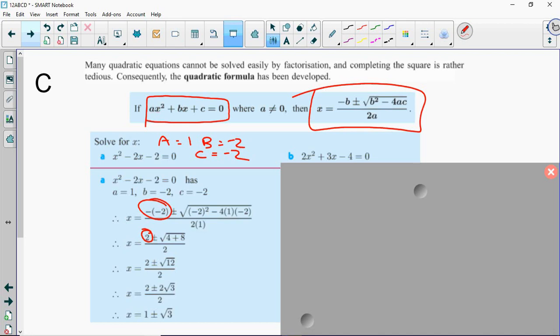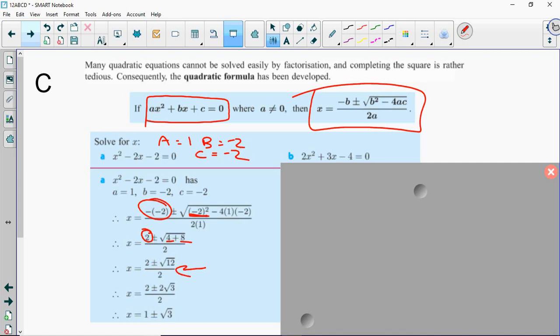Plus or minus the square root of b squared. So that's going to be negative 2 squared, which is positive 4. And then minus 4 times a, which is 1, times c, which is negative 2. Multiply those 3 together and you get plus 8. 4 plus 8 is 12. And then from here, it's just a matter of simplifying that expression.